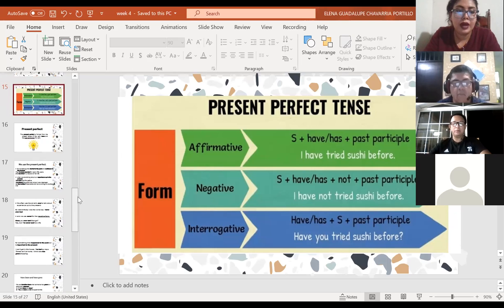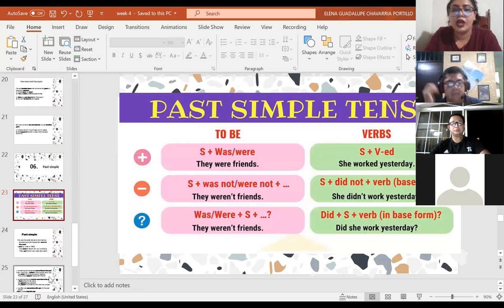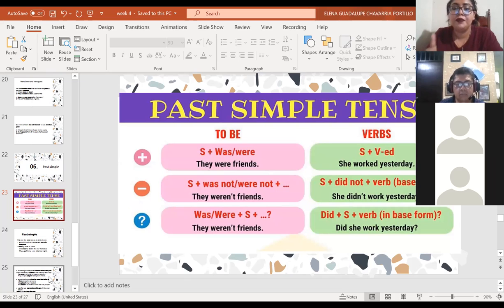Y para el simple past, we have two different types, with verb to be or with verbs. And we have subject was, were, subject was not, were not, was, were plus subject, or subject plus verb ed, subject plus did not plus verb in base form, and did plus subject plus verb. But we are going to remember the list of verbs. Let me see. I need to change the screen. Can you see the list?